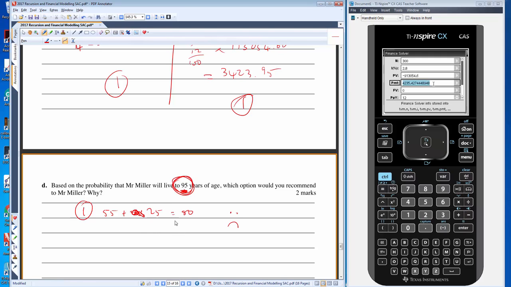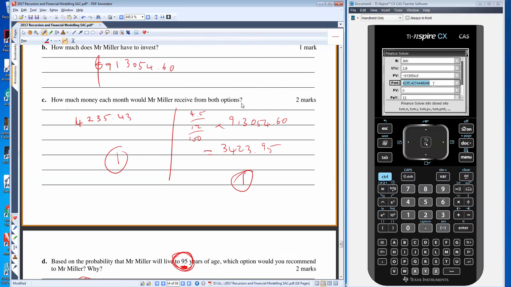Okay, so you got 1 for the mathematics, and 2 then for saying that option 2 would be better because it's in perpetuity. And the other great thing about this perpetuity is this: when I die at 95, this amount here will still be available. And I bet my kids are going to be pretty happy when they hear that they've got $913,054.60 of their old man's money.